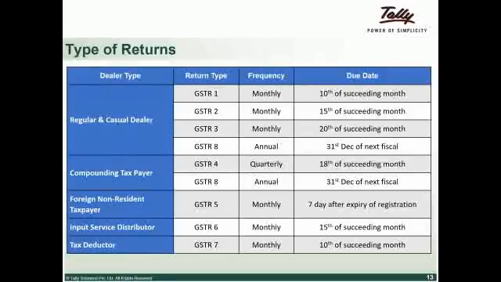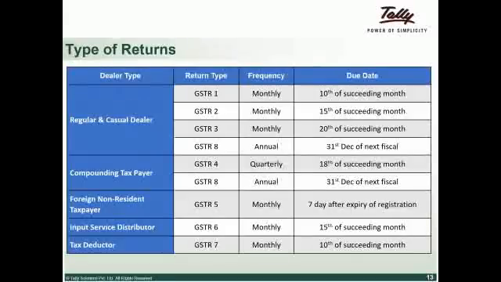What are the types of return? If you take the regular dealer, there are broadly 4 returns. A couple of more returns could come, like there is discussion about GSTR1, which is basically for the resolution of discrepancies or disputes. Okay, so those are some of the returns. We will cover that once we get more clarity on that.